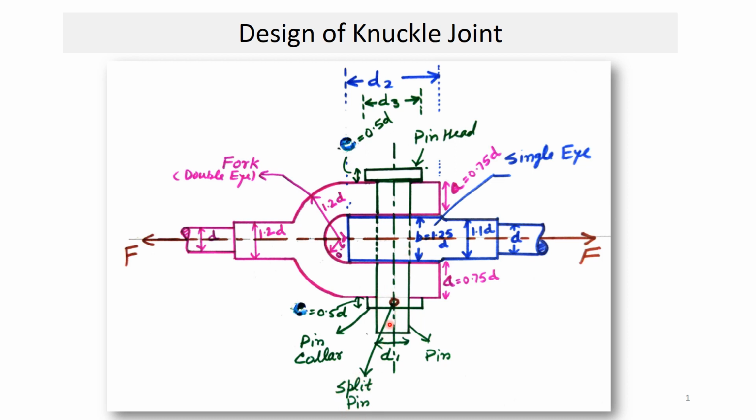So here at the bottom part, you see that we are using a split pin, so that there is a connection between the fork and the pin, and it will not come out because of this split pin.